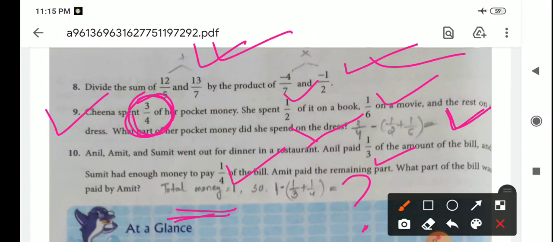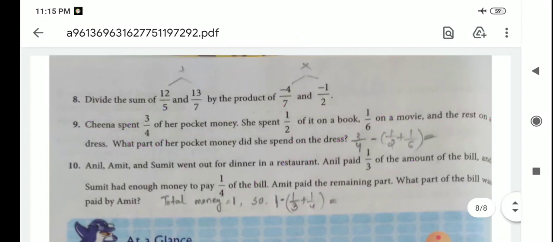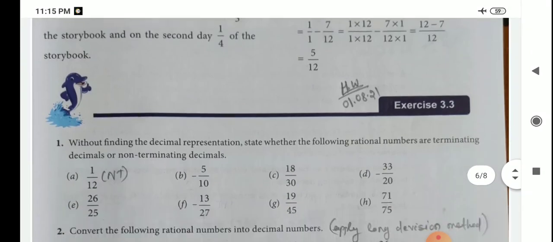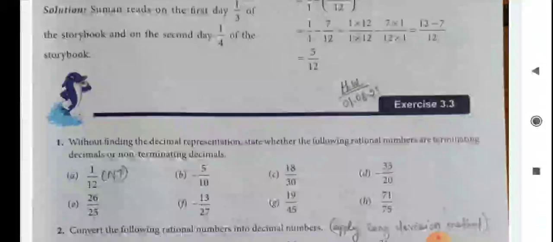Clear, children? Children, when you solve a word problem, you first mention all the data, then you solve. Clear? So exercise 3.3 is your homework. You complete it in your copy.